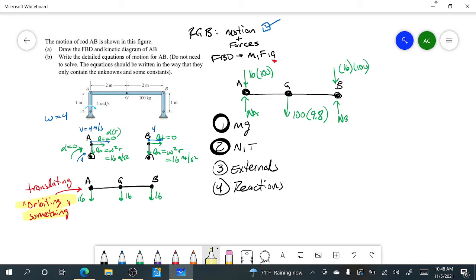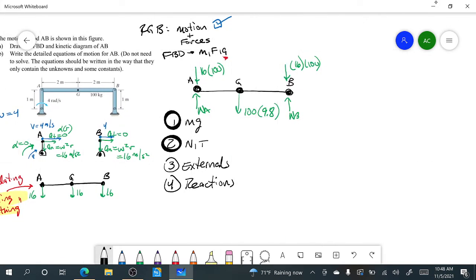This free body diagram does not have any x values because we already established that the tangential acceleration is 0. That doesn't mean it's not moving. That just means it's not accelerating. So yeah, we know that it's moving at 4 radians per second, but because that's constant, you can have a velocity of 8 and an acceleration of 0. It just means that the velocity stays constant, and that's exactly what's happening here. So my free body diagram is done.